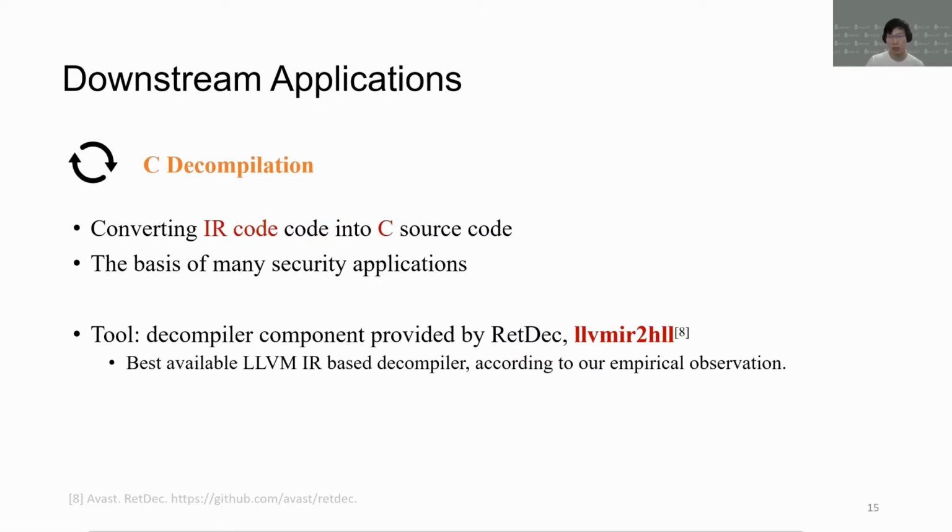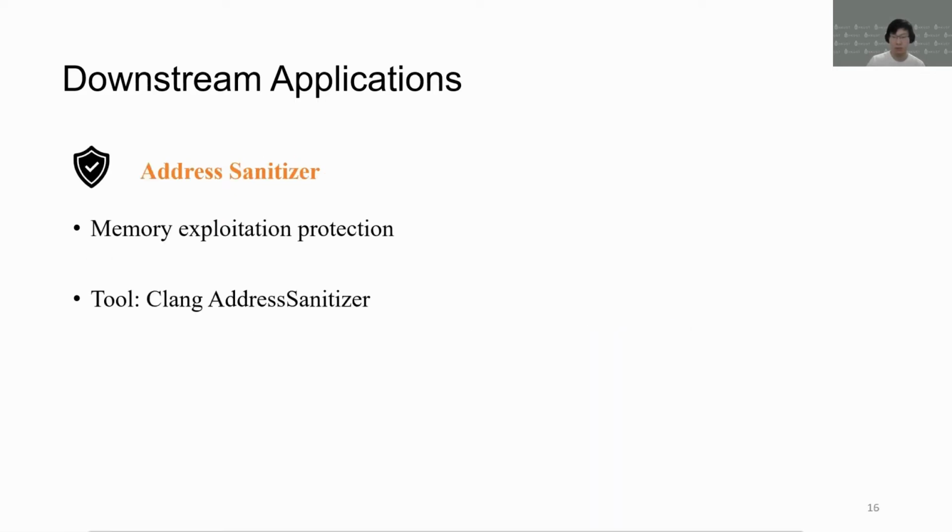A decompiler conducts a set of analysis passes on the IR code and converts IR code into high-level C source code. For this task, we use the decompiler component provided by the RetDec framework, which is the best available LLVM IR-based C decompiler according to our empirical observation. And AddressSanitizer is a well-known memory exploitation protection mechanism. In this study, we use AddressSanitizer provided by Clang.